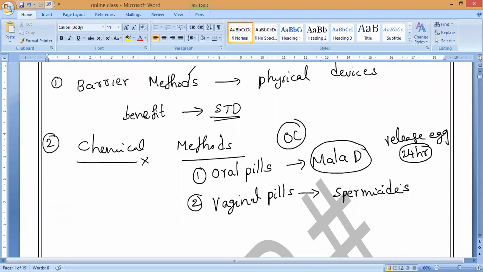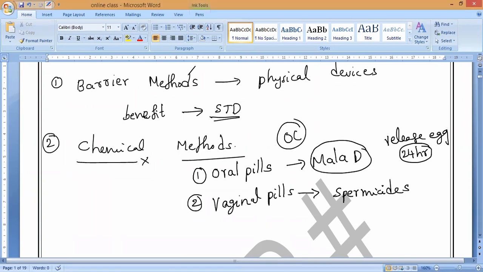When you consume these vaginal pills, they immediately affect the sperm, so that all the sperms will die, and there is 100% no possibility of fertilization. So this is the second method of preventing pregnancy.